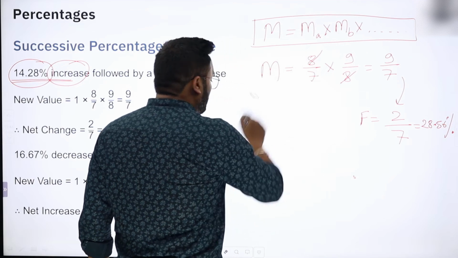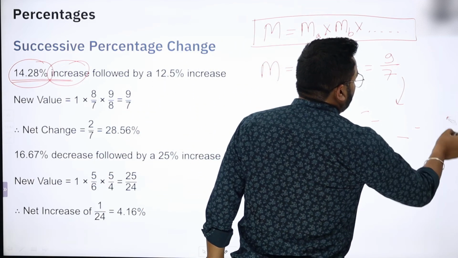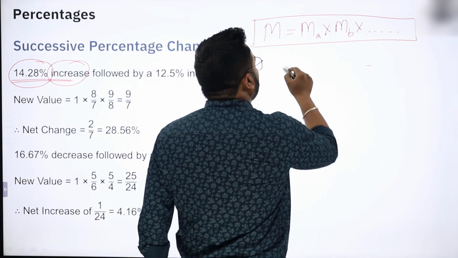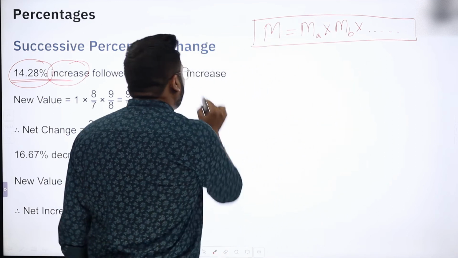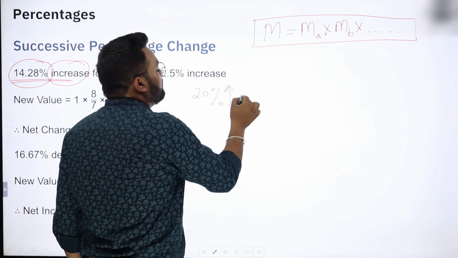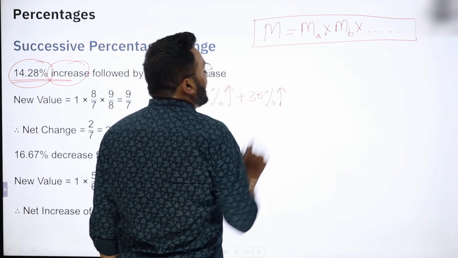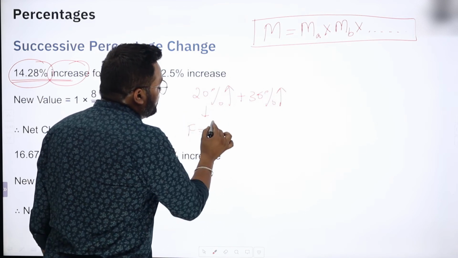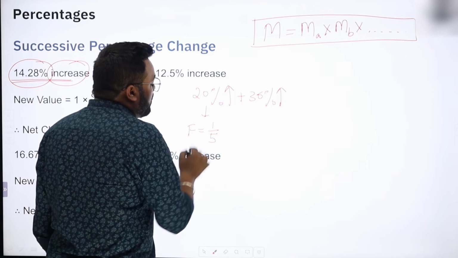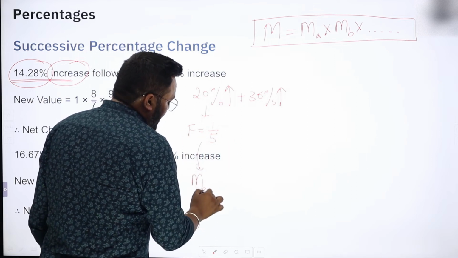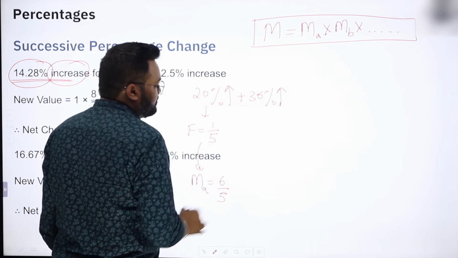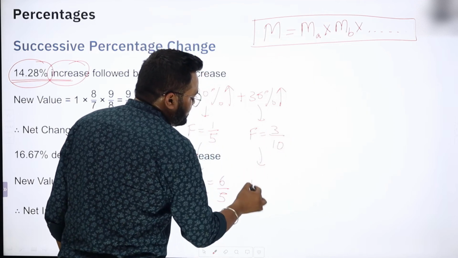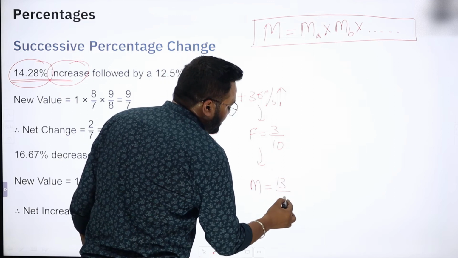So first of all, we should know the value of 20% in fraction, that is, it is 1 by 5. If it is 1 by 5, then the multiplier becomes, so I am saying that if there is a 20% increase followed by 30% increase, that means first of all I have to convert this 20% in fraction, which is equal to what? 1 by 5. Now I will change this to multiplier. So my MA is what? 6 by 5. Now I will change this 30%. This is what? 3 by 10. And I will change this to multiplier, which is 13 by 10.